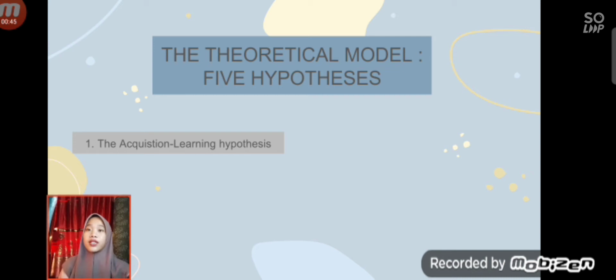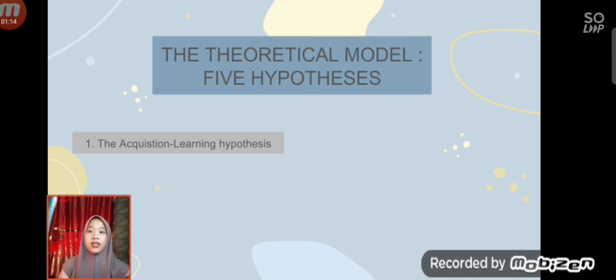The acquisition learning hypothesis is the most fundamental distinction of the 5 hypotheses in Krashen's theory, and the most widely known among linguists and language teachers. According to Krashen, there are two independent systems of foreign language performance: the acquired system and the learned system.